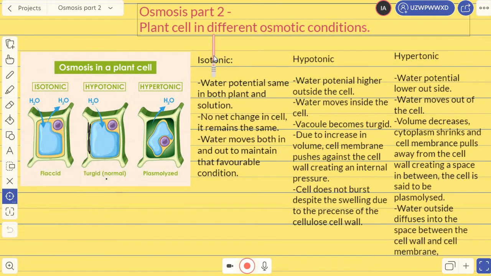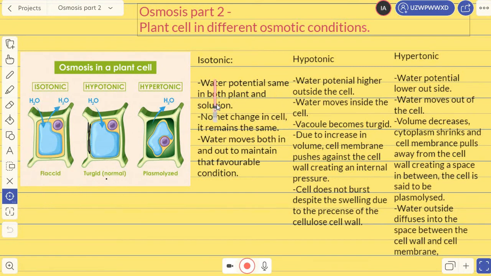Right, so in this video we're going to study what happens when you place a plant cell in different osmotic conditions, and the three main osmotic conditions are isotonic, hypotonic, and hypertonic. Okay, so let's first discuss isotonic. What is an isotonic osmotic condition? This means that the water concentration is the same in both the cell and the surrounding solution.